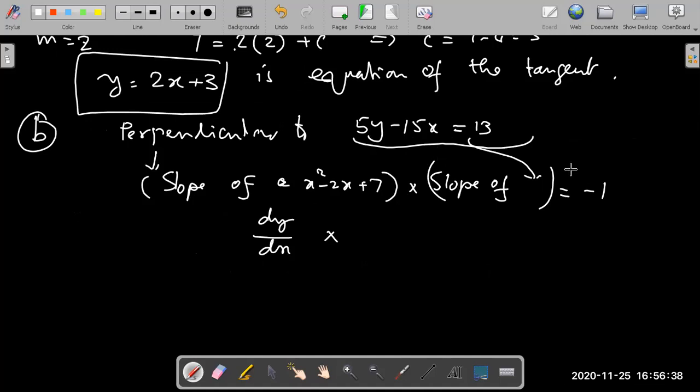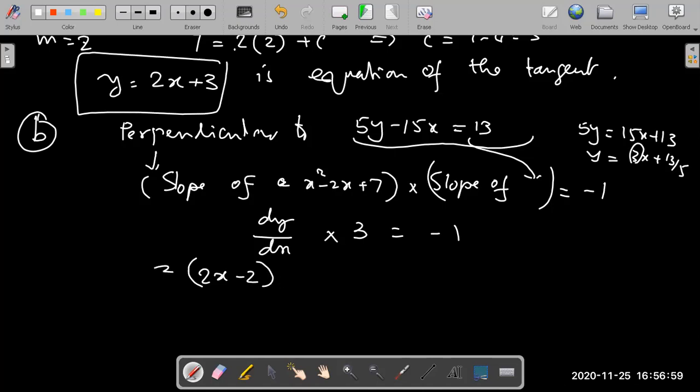We have to rearrange that. When we rearrange, 5y equal to 15x plus 13. So y is equal to 3x plus 13 by 5. So 3 is the slope. So now we are putting 3 times dy by dx equal to minus 1. So dy by dx, we have 2x minus 2, multiplied by 3, equal to minus 1. So 6x minus 6 equal to minus 1. 6x equal to 5. x equal to 5 by 6.